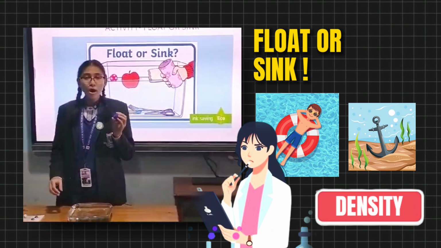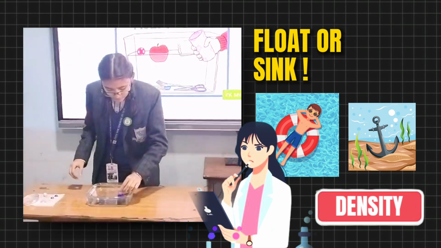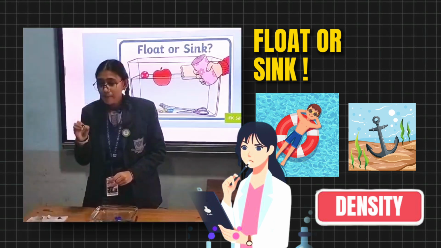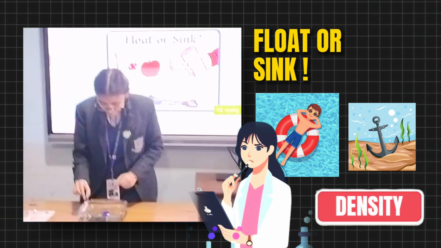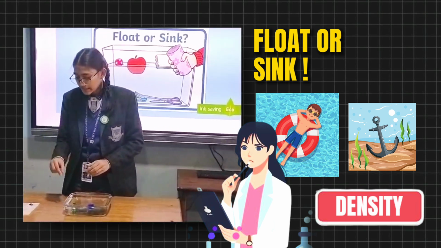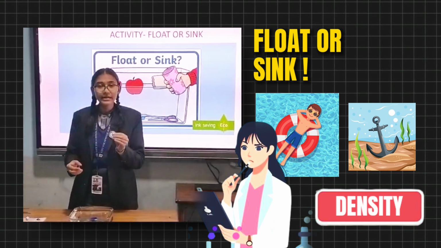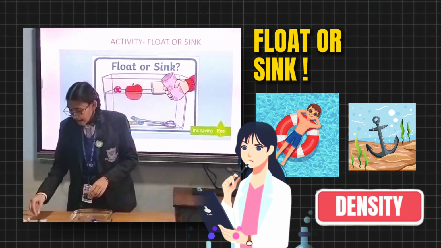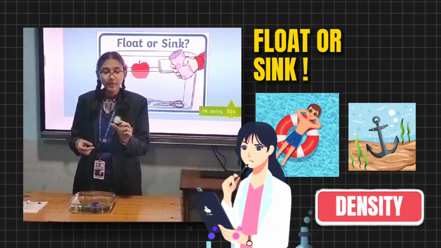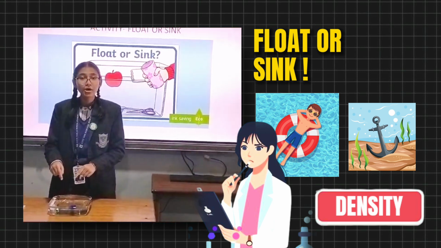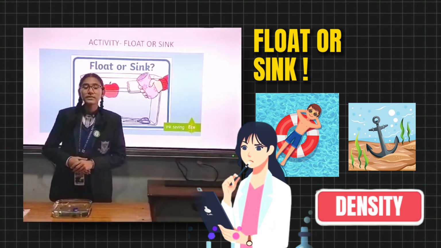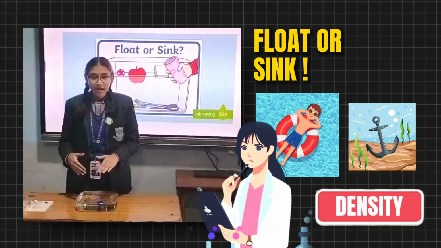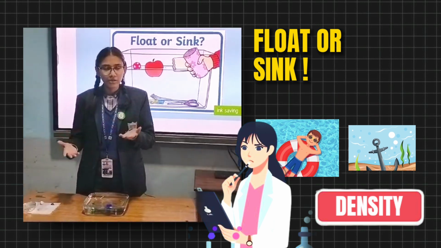If we have a bottle cap here, if we put it in the water, it will float because of its lower density. And on the other hand, if we put a marble inside the water, it will sink because of its higher density. Similarly, if we put an iron nail in the water, it will sink because of its higher density. And on the other hand, if we put a toothpick in the water, it will float because of its lower density. So from this activity, we can conclude that objects that have higher density will sink in water and objects which have lower density will float in water.